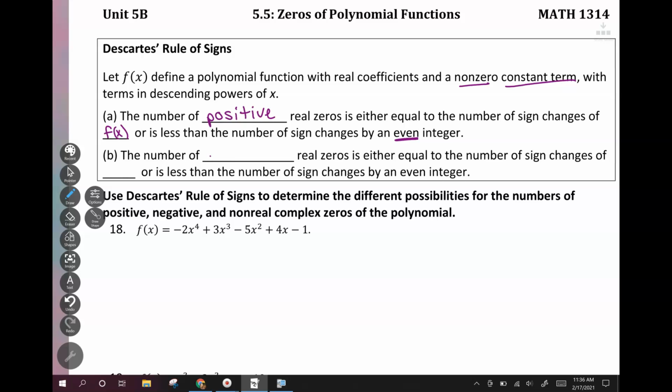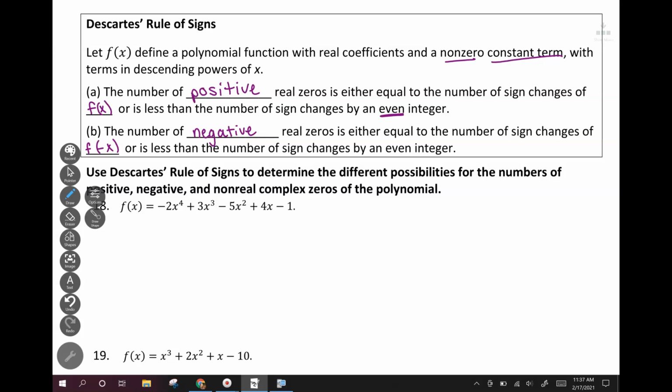And then the number of negative real zeros is either equal to the number of sign changes of f of negative x or is less than the number of sign changes by an even integer. All right, so this rule allows us to look at just sign changes in a polynomial, which I'll explain in a second, to determine the potential number of positive real zeros, and the potential number of negative real zeros.